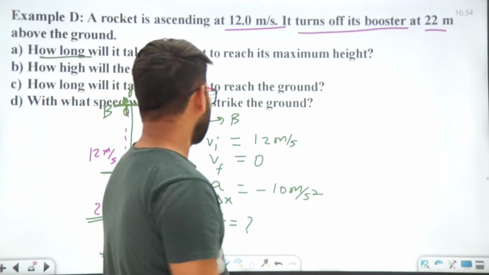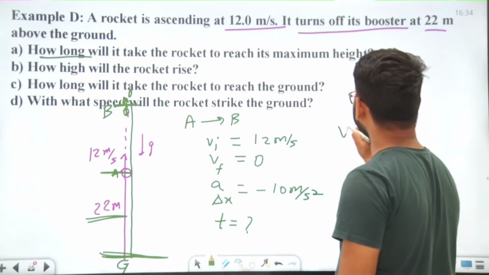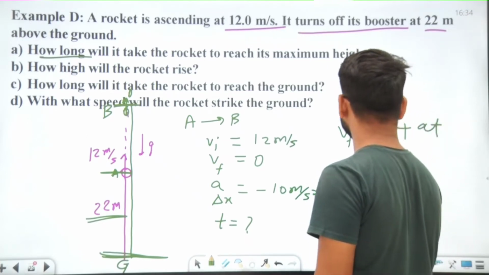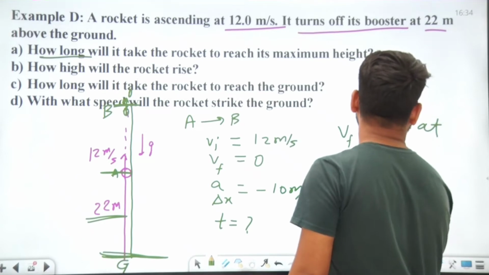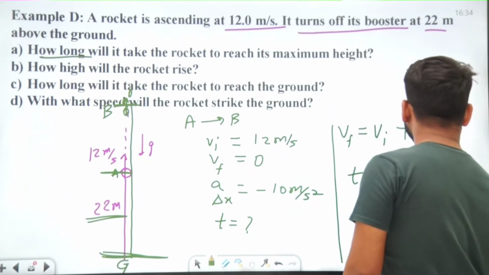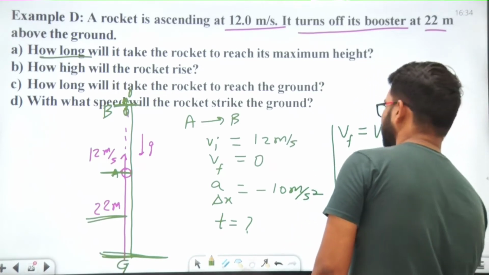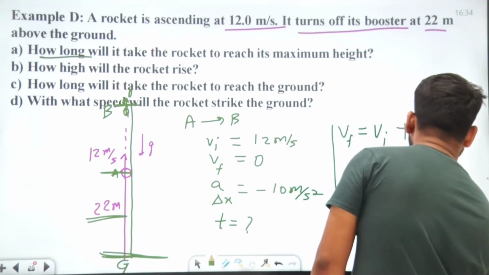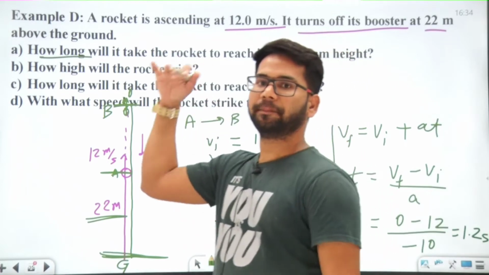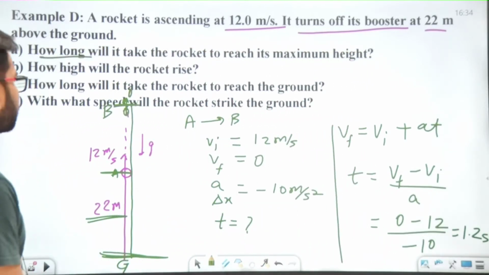So students, which equation will be suitable? We can write VF equals VI plus AT. So time will be VF minus VI over A. That means VF is 0, minus 12 over minus 10, so we got 1.2 seconds it will take to reach the maximum height from the height of 22 meters, right?